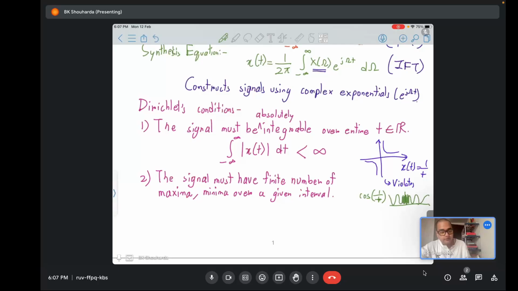Okay, so as t comes closer and closer to 0, 1 upon t becomes very high, but cosine always remains between 0 and 1, so it keeps on oscillating faster as t moves towards 0. So this is an example of a signal that violates the second condition.